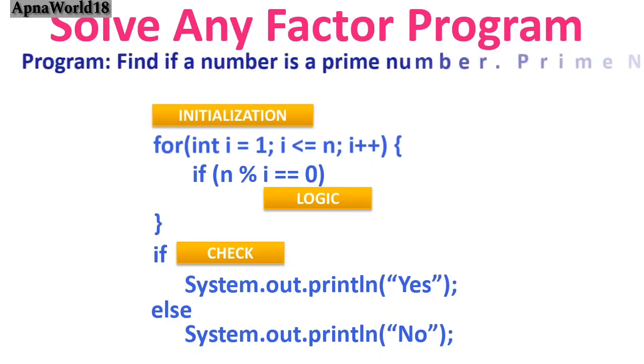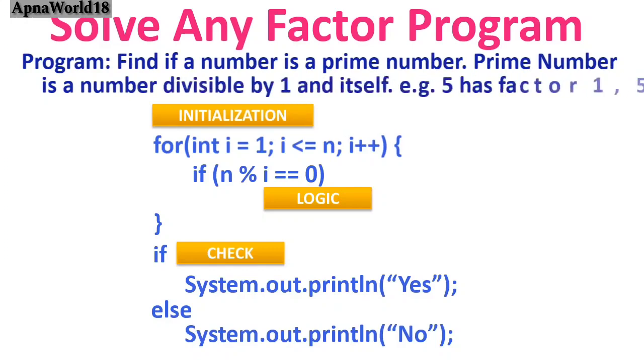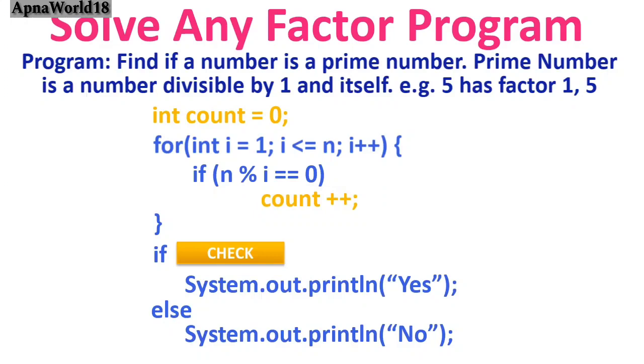Let's first see a simple program where we have to find if a number is prime number or not. A prime number is a number which is divisible by only 1 and itself, so it has only two factors, like 5 is divisible by only 1 and 5. So in the initialization, we will write count and initialize it to 0. In the logic section, if the condition is true, we will just increment the count. In the check condition, we will check if count is 2. If yes, then we print the number is prime, otherwise it is not.